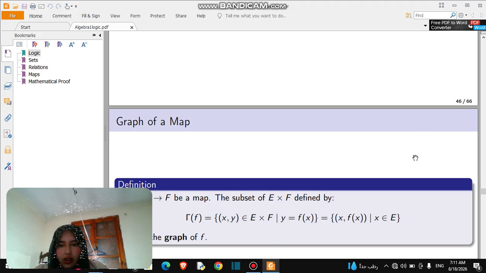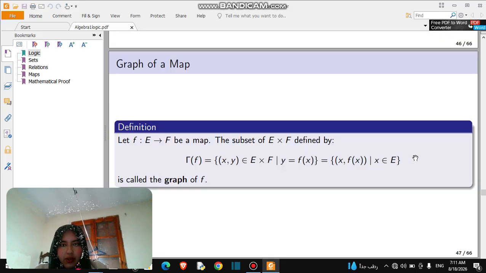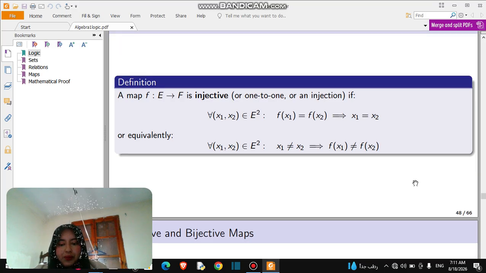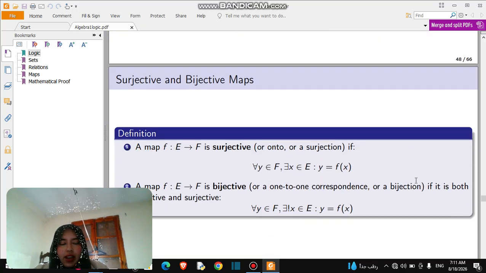We talked also about the graph of a map, where we defined the injection. What does an injective map mean? We said that we take the couple x1, x2, f of x1 equals f of x2, that implies that x1 equals x2. And now, what is the bijection?